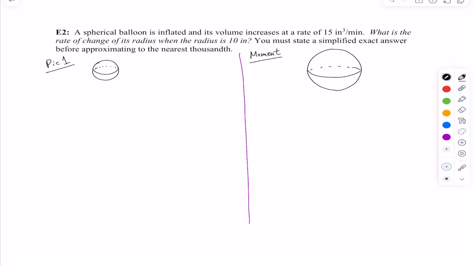Let's see if we could come up with a relationship. So the volume of a sphere is 4/3 pi r cubed, and the radius is changing. So it's a function of time. It's running off a stopwatch. And there is the relationship. Once again, as long as you remember that V is a function of time and r is a function of time, you'll be able to implicit differentiate later.